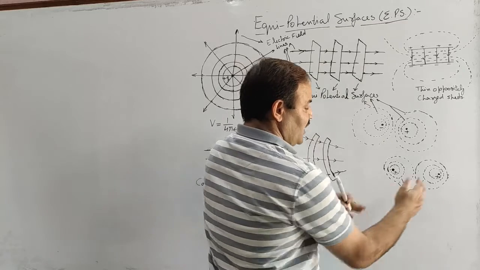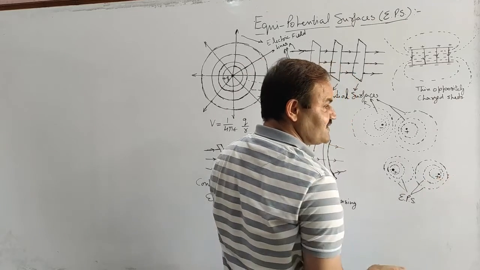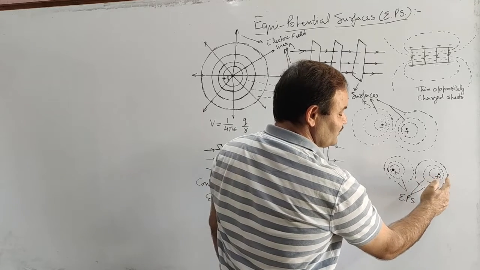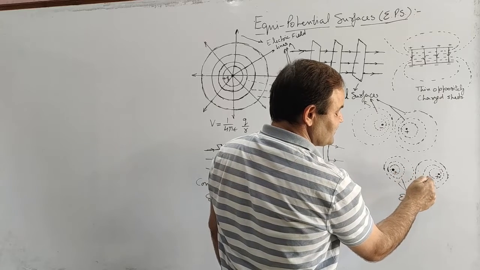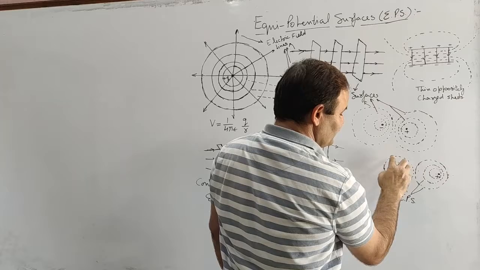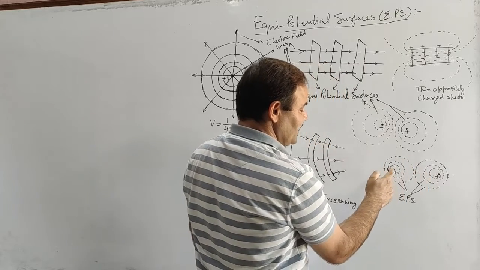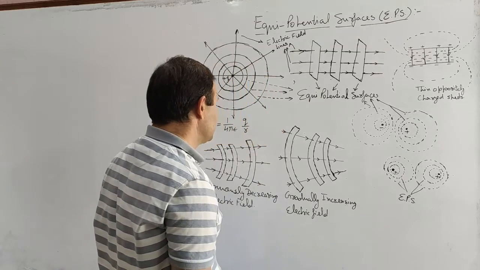Hence, outside the charges, the equipotential surfaces will be closer because of strong electric field, while within the charges equipotential surfaces will be comparatively farther. Hence, this type of shells will be obtained in case of equipotential surfaces due to two like charges.